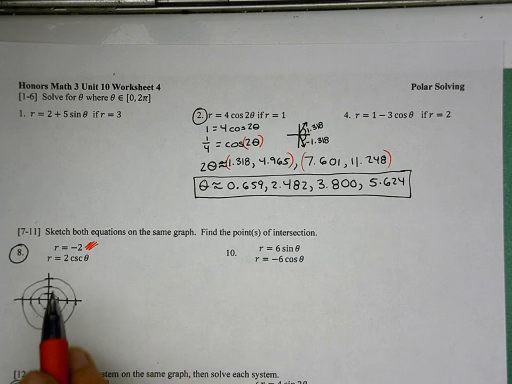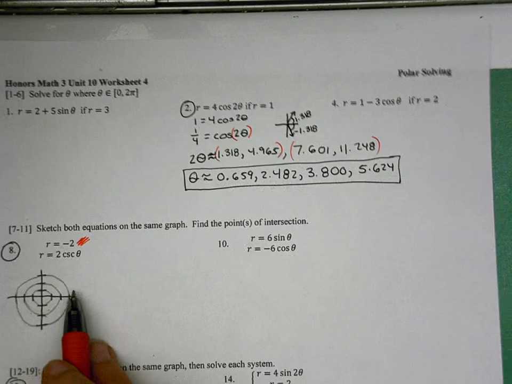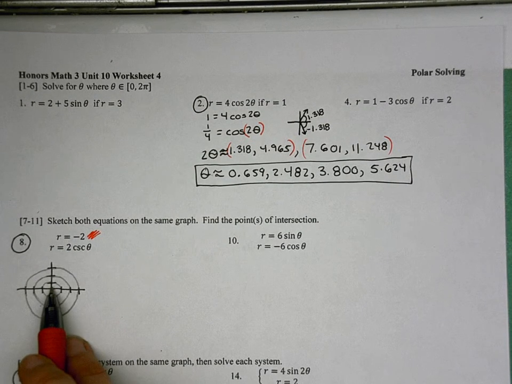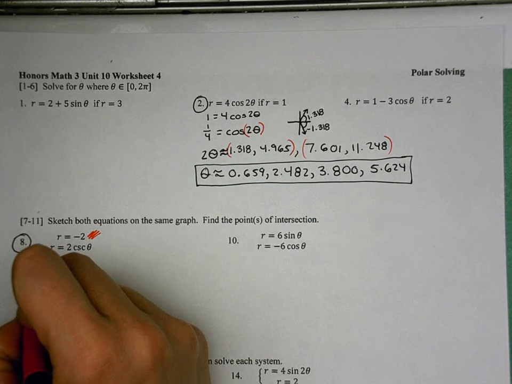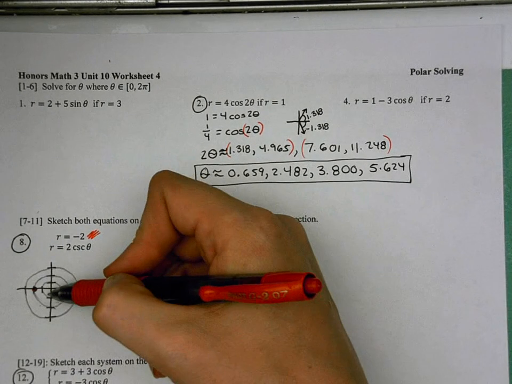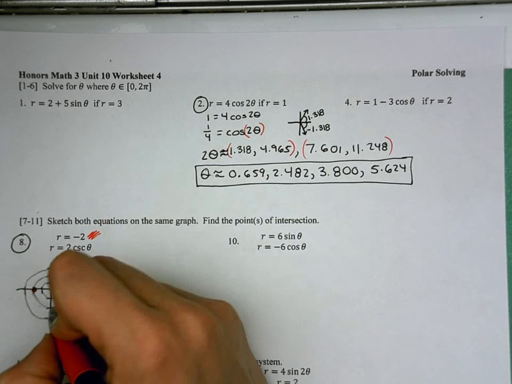So say we were graphing theta equals 0, which would be this x-axis. A radius of 2 would put me here. A radius of -2 just sends me to the reverse direction, right? Same thing with pi over 2. Pi over 2, a radius of 2 would put me here, up 2 on the pi over 2 angle. However, -2 puts me down here.